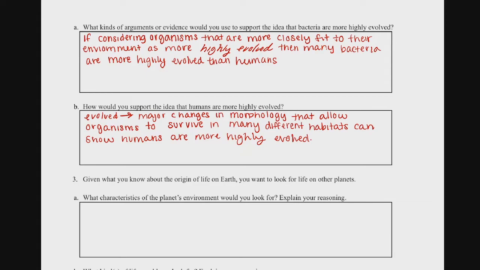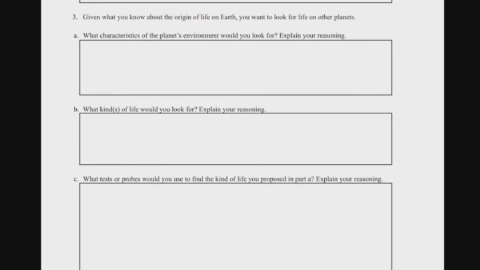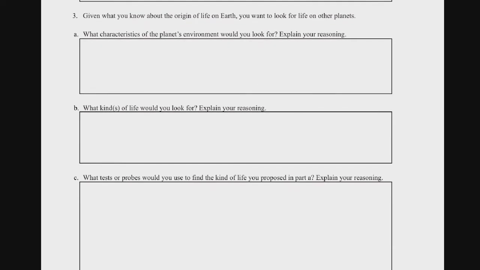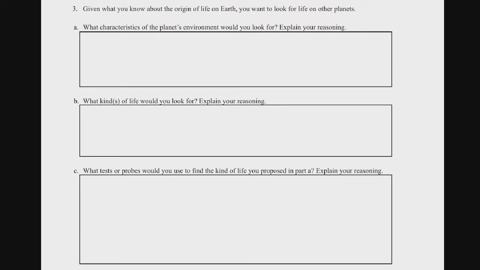Yeah, of course. Alrighty, so given what you know about the origin of life on Earth, you want to look for life on other planets. What characteristics of the planet's environment would you look for, and explain your reasoning? In this circumstance, what we know so far is that life can exist in the absence of oxygen. For a lot of Earth's life, there was no oxygen. Oxygen is really, really new to this planet. And there was a lot of life back then, bacteria, archaea, that are anaerobic. So we know that life can exist without oxygen. Oxygen is not a necessity.